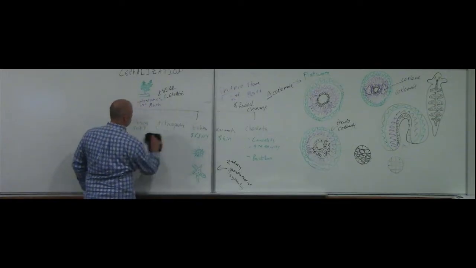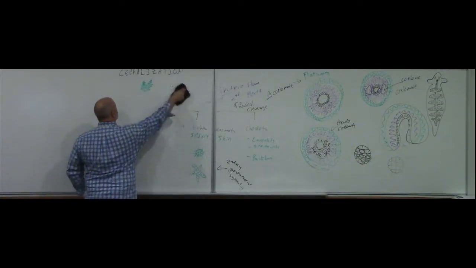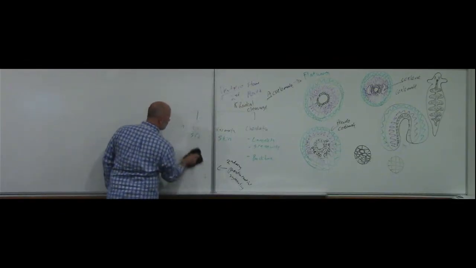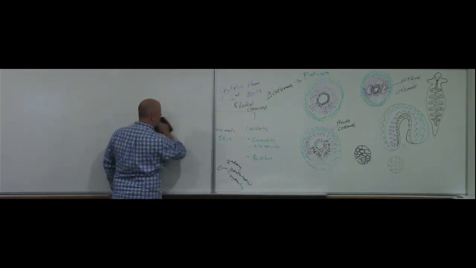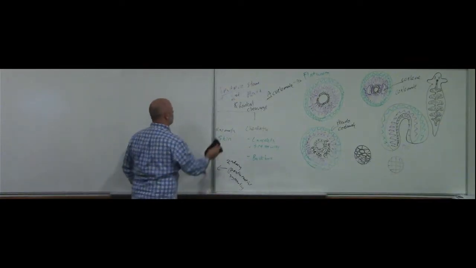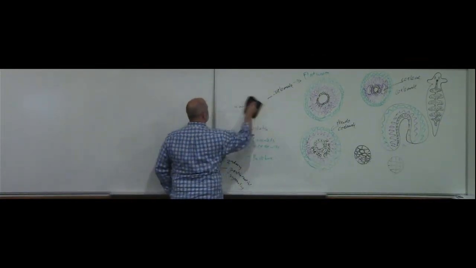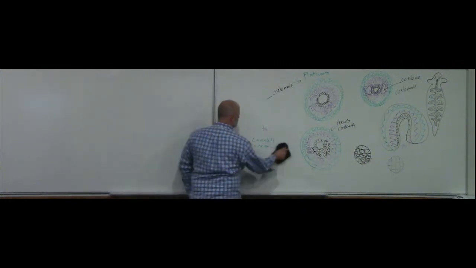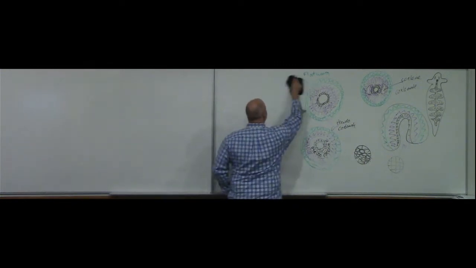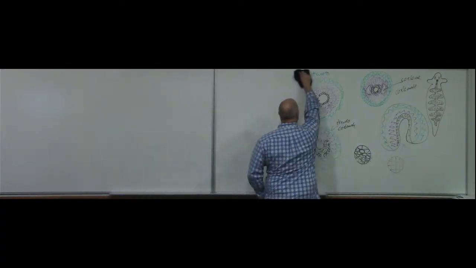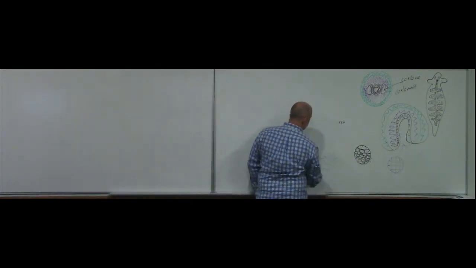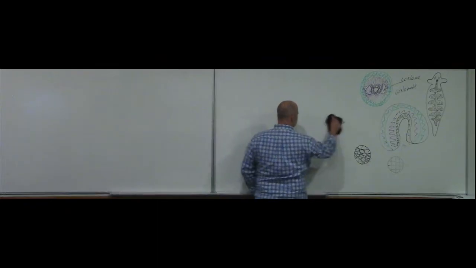What's the next word on there? Diploblast. What does that mean? Two layers. Yeah, two distinct tissue layers, right? And what's next? Mesoglea. Okay. So mesoglea is the space between those layers in a diploblast. Or the fluid, maybe, between the layers in the diploblast.